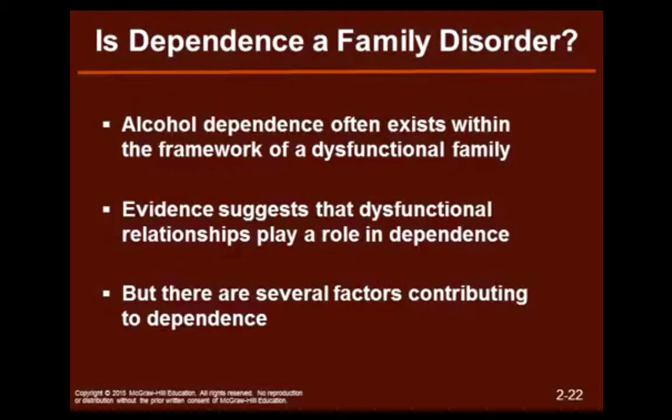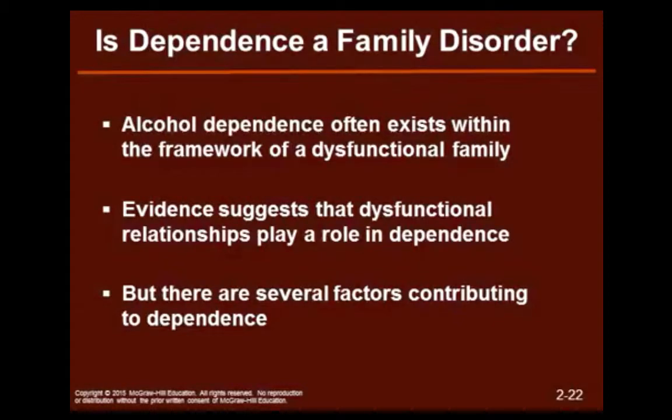So this question of genetics, whether dependence is a family disorder, is also something that we see a lot of discussion of in popular culture. And it's difficult to separate from a dysfunctional family framework. We know particularly with alcohol, probably because of its legal status, that we often see alcohol abuse and alcohol dependence-related disorders co-occur with other kinds of family dysfunction. And because, again, of that basic desire to consume substances to alter reality, it's possible that dysfunctional relationships may play a role in dependence, but it's not the only factor.